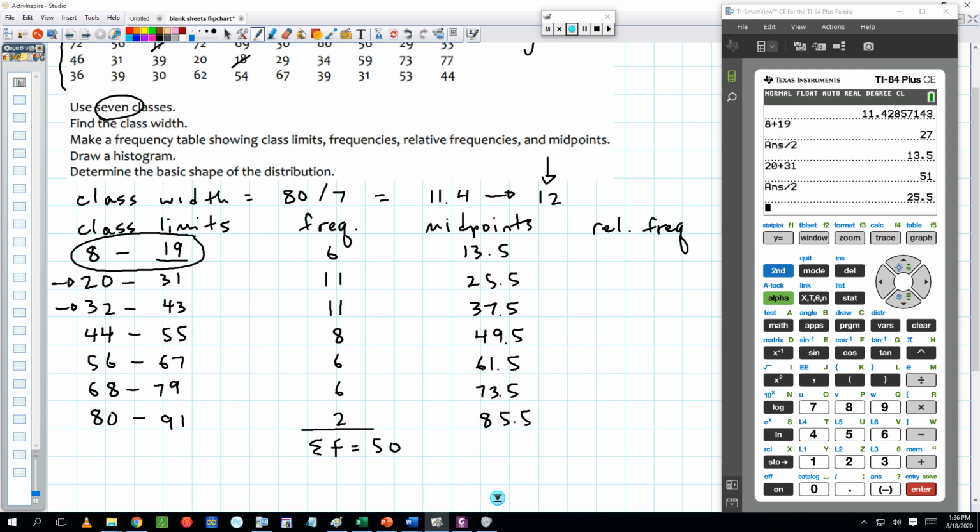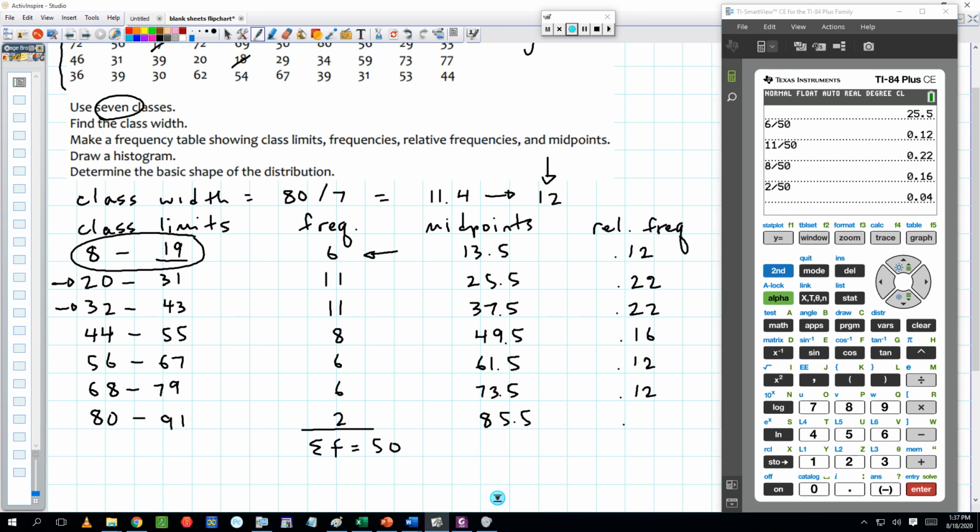Now to find relative frequency, that is a percentage, but we're going to write it as a decimal. There were 6 numbers in that first class in that list of 50. So 6 divided by 50, your part divided by the whole, is 12%, but we're going to write that as a decimal, not as a percentage. 11 in the next class, 11 again, 8, 6 again, and again, and 2.